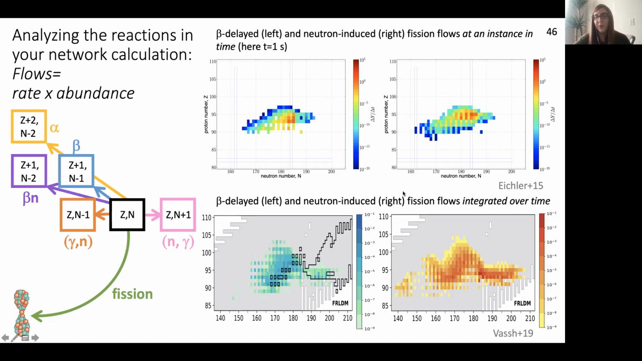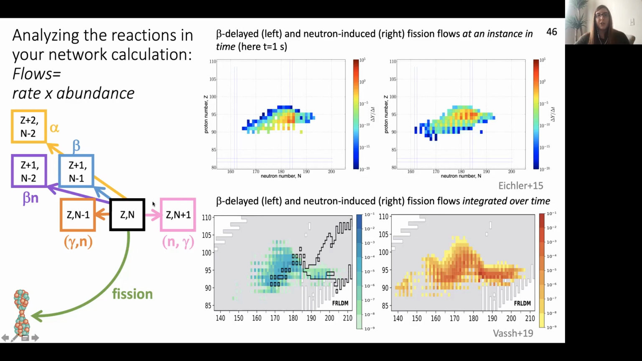Another thing that you can do is integrate flows over time, which I've shown here for beta delayed and neutron-induced fission. So you can integrate them over all of time to look at which species have undergone a lot of neutron-induced fission in my calculations. And in fact, for these fission calculations, it's really interesting. It tends to be up at this predicted shell closure of N = 184. But this is just a demonstration to show you how useful flows are to analyze what's going on within your network at a given point in time or over all of time.